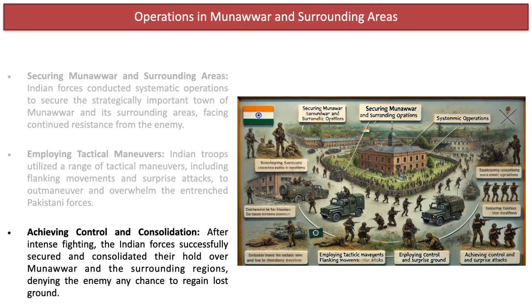Indian troops also cleared the surrounding regions of any remaining enemy forces. They conducted thorough sweeps, moving methodically through the terrain, ensuring that every last pocket of resistance was neutralized. The aim was to secure not just Munawar but also the surrounding strategic points, making sure that the entire area was under Indian control.